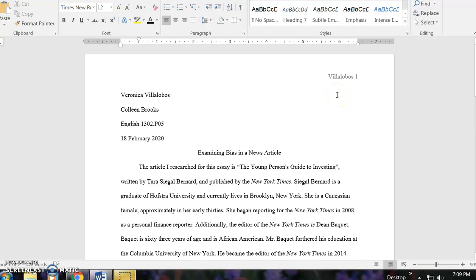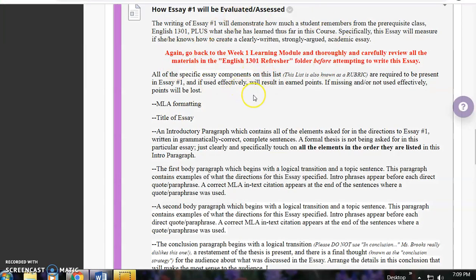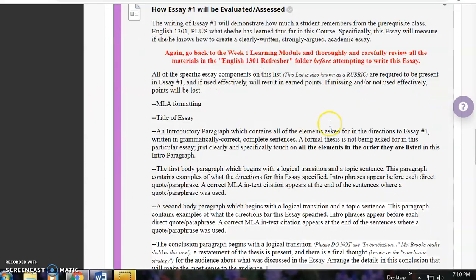This is where we're going to look at a successful student essay. This particular student earned 90 out of 100 on this RN essay 1, and I want to talk about why that is. If you go back here, this is on Blackboard in the week 4 learning module before you wrote essay 1, and it talks about how the essay will be evaluated.